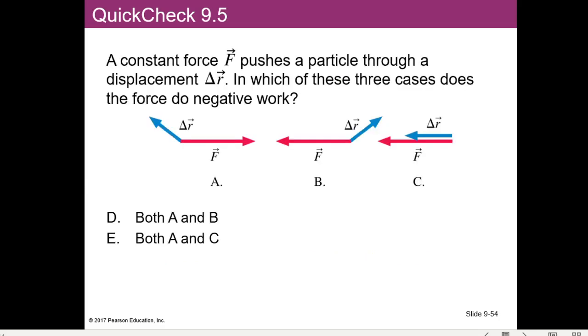Okay, here we have a slightly more abstract example. We've got a constant force pushing a particle through a displacement delta r, and in which of these three cases does the force do negative work? Is there a component of the force in the negative delta r direction? Or equivalently, is there a component of delta r in the negative F direction? You can see that in case A, that's certainly the case. In case B, that's certainly the case. But in case C, F and delta r are in the same direction. So in case C, that's going to be positive work, but it is going to be negative work for A and B.